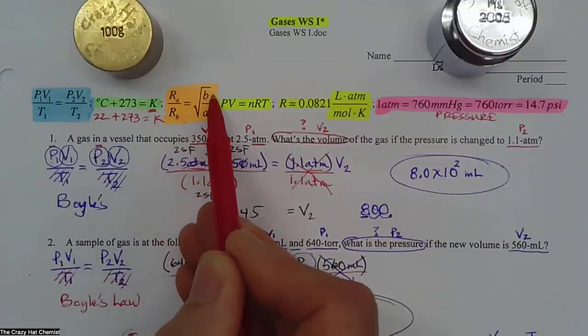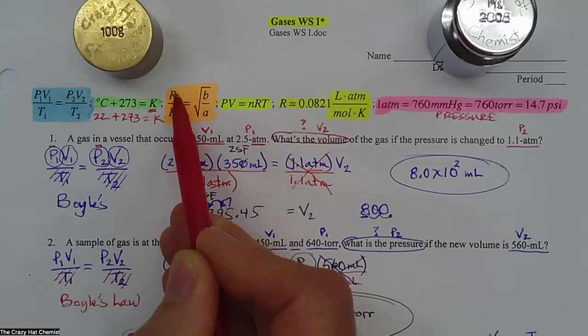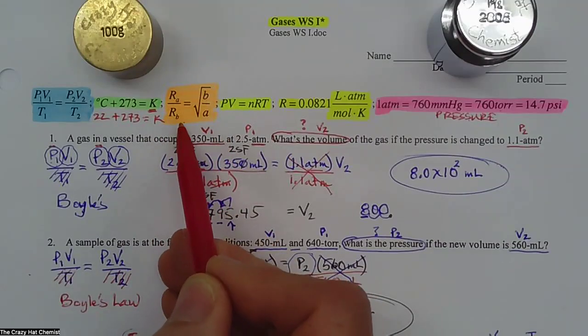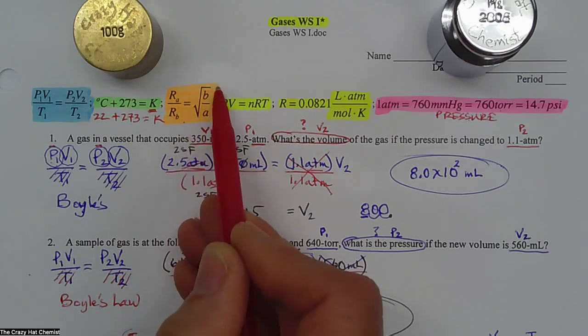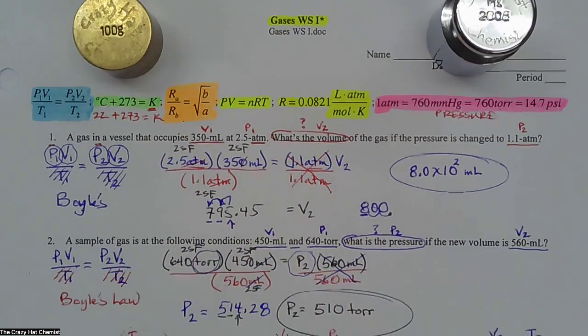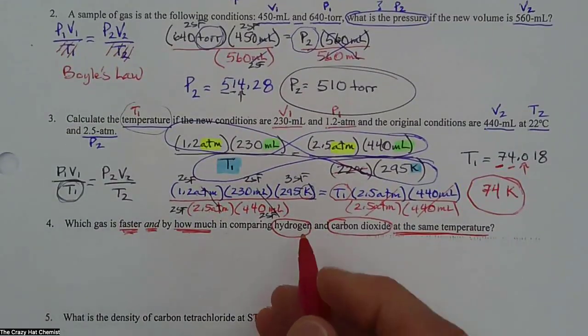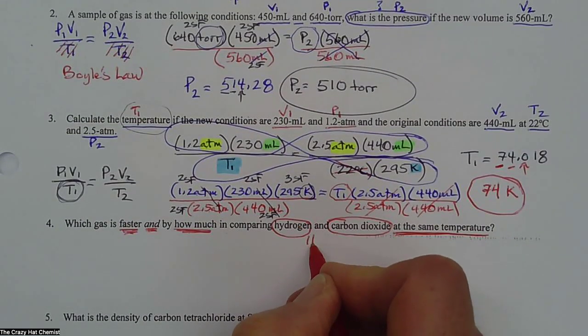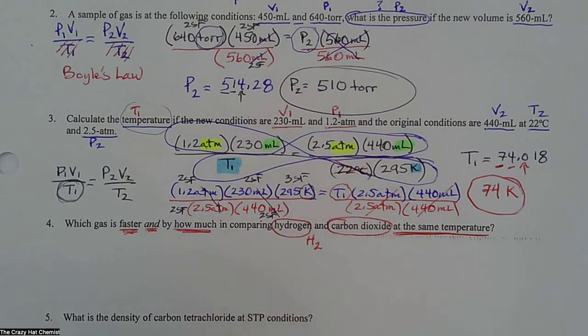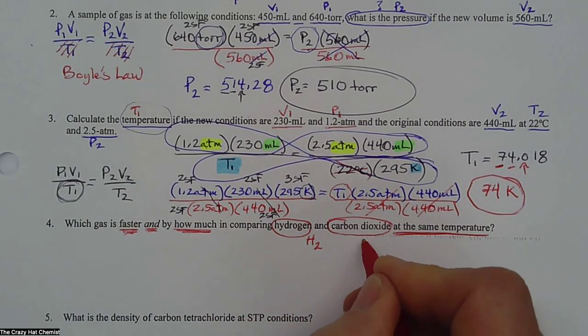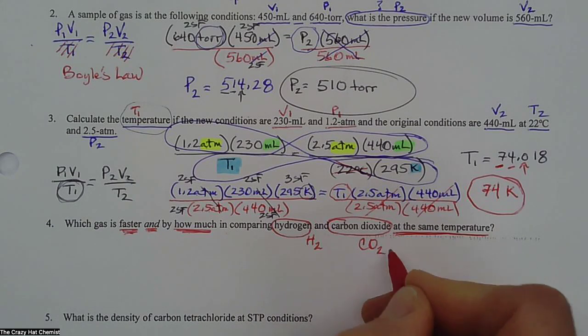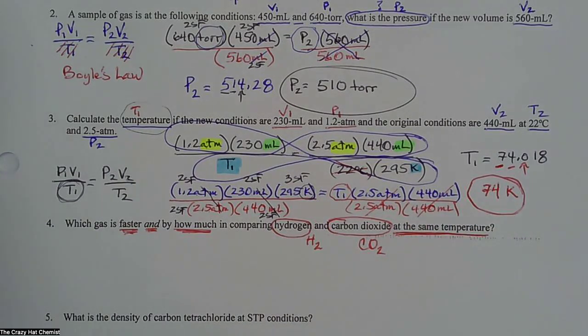This is Graham's law, which is the rate of one gas compared to the rate of another gas. It is an inverse relationship with the square root. So we're going to slide this up. We're going to go back to that problem. And we're going to write down the formula for hydrogen. Hydrogen is this formula of H2 because it's a diatomic. Carbon dioxide is CO2. Now what we need to do is acquire their molar masses for both of these. So we need a periodic table.